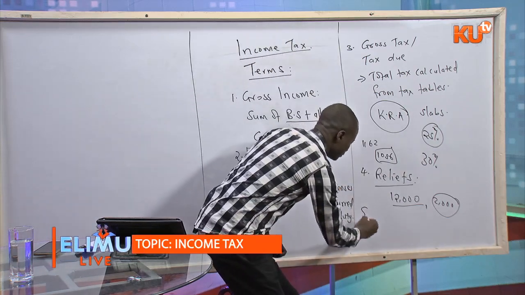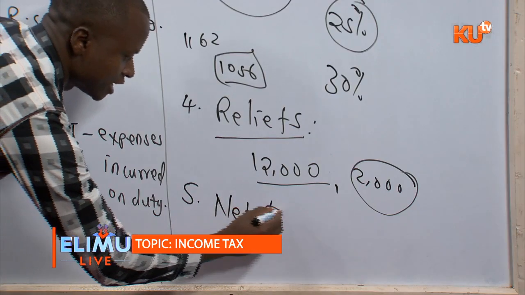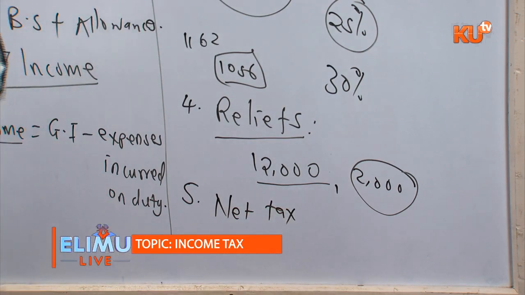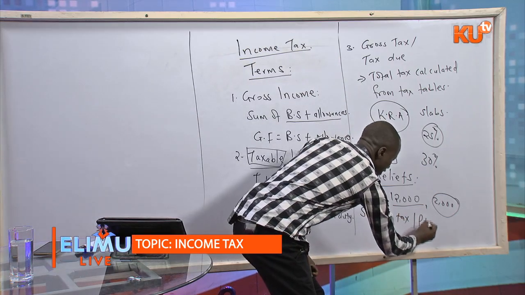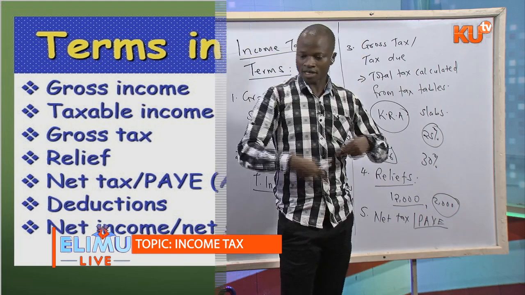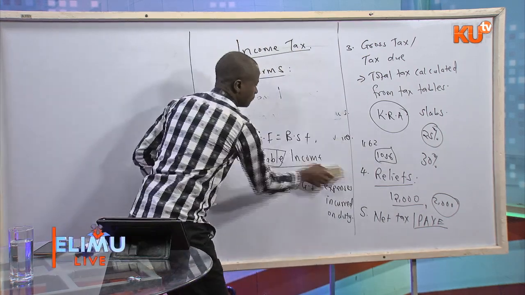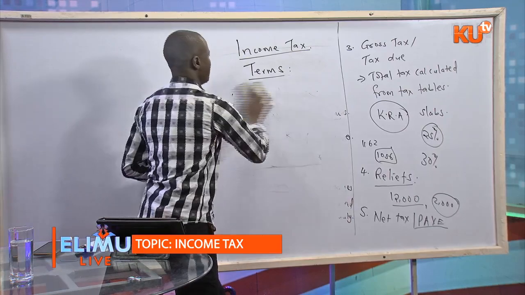Then the last term that we need to look at is called the net tax. Net tax is also called pay as you earn, PAYE. So in an exam situation, we can use these terms interchangeably. We can ask you to calculate the net tax. We can also tell you to calculate the PAYE, or simply calculate the tax this person pays. So all those are used interchangeably. Then there are two more terms, then we look at an example.